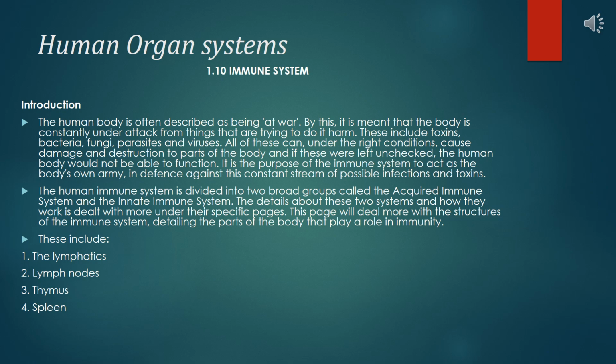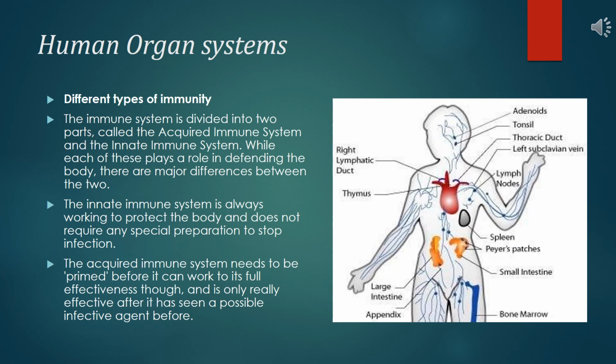It is the purpose of the immune system to act as the body's own army in defense against this constant stream of possible infections and toxins. The human immune system is divided into two broad groups called the acquired immune system and the innate immune system. The details about these two systems and how they work are dealt with more under their specific pages. This page will deal more with the structures of the immune system, detailing the parts of the body that play a role in immunity. These include: 1. The lymphatics, 2. Lymph nodes, 3. Thymus, 4. Spleen.